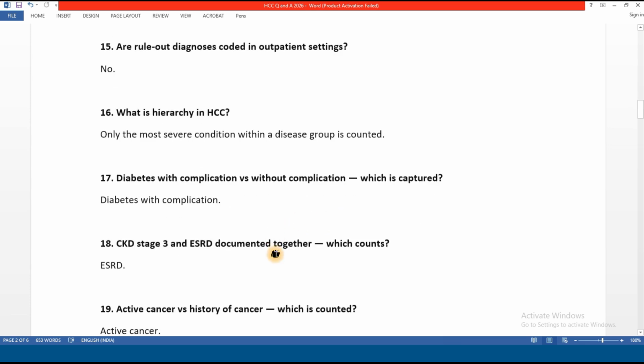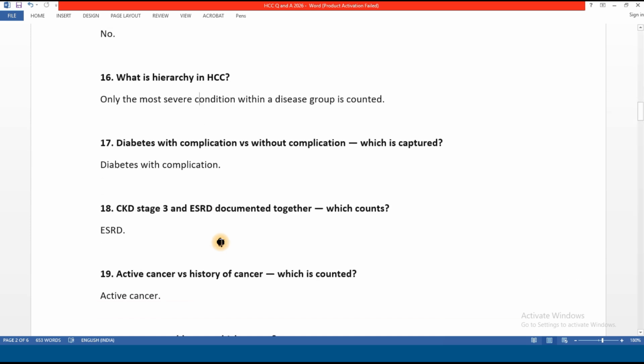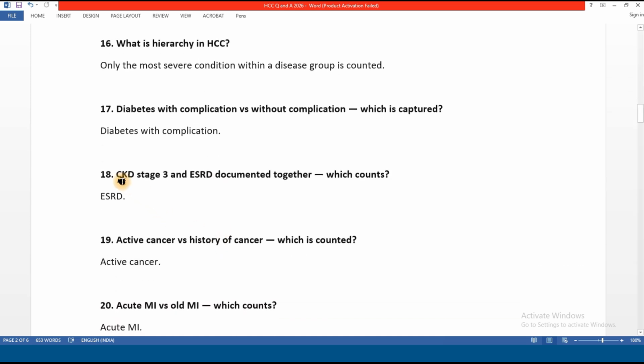Okay, so next, diabetes with complication versus without complication, which is captured? Diabetes with complication. We will not code diabetes without complication if the documentation contains diabetes with complication. So next one, CKD stage 3 and ESRD documented together, which counts? As per HCC coding or medical coding guidelines, we need to code the more severe condition.